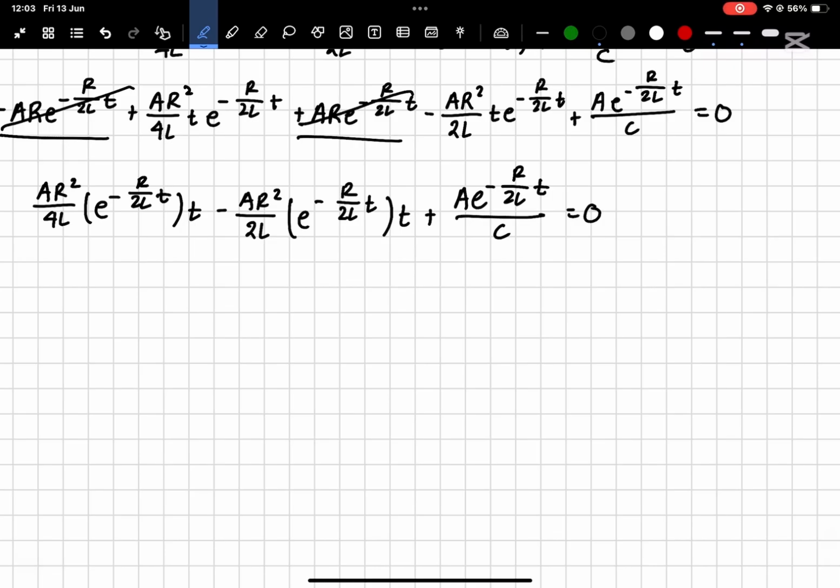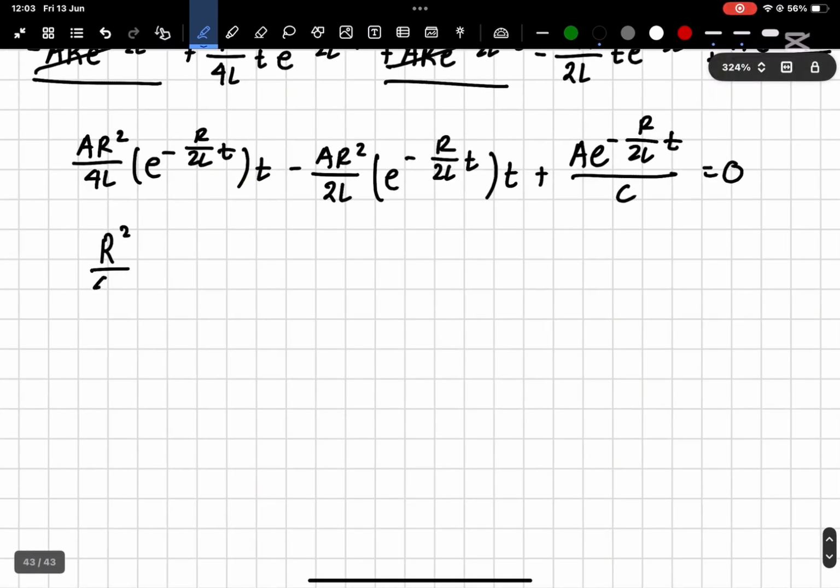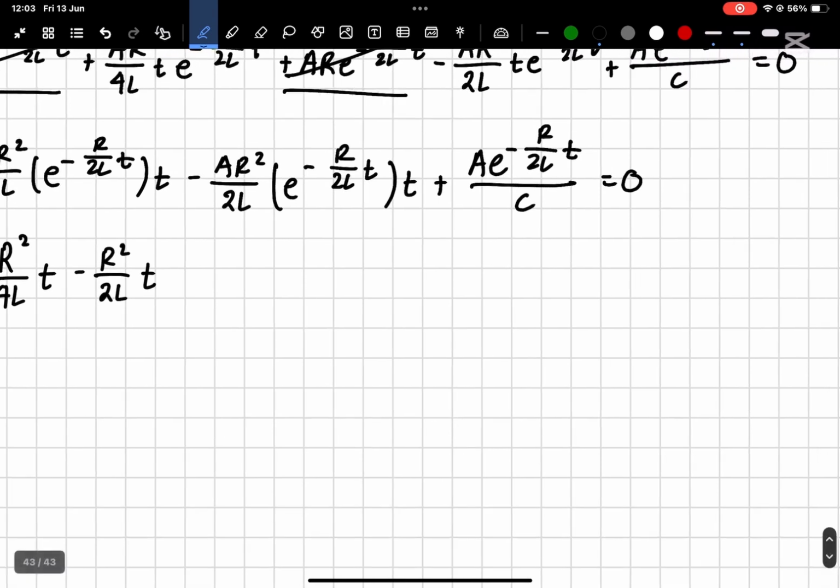Okay, so we have this. We want C. So I think we can, what's common here? Okay, we can see that A E to the negative R over 2LT are common among all terms. They don't have an R here or R squared. So I think you can just have R squared over 4LT, R squared over 2LT, 1 over C.